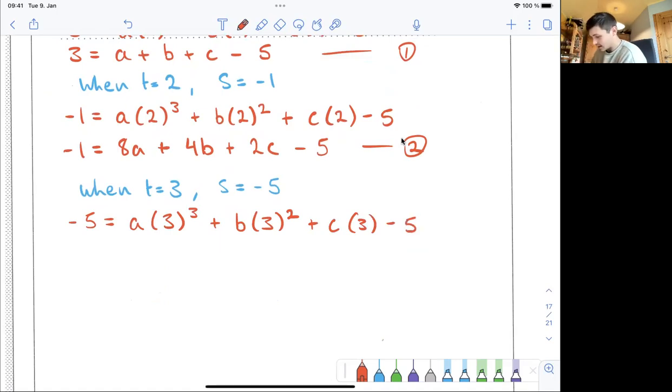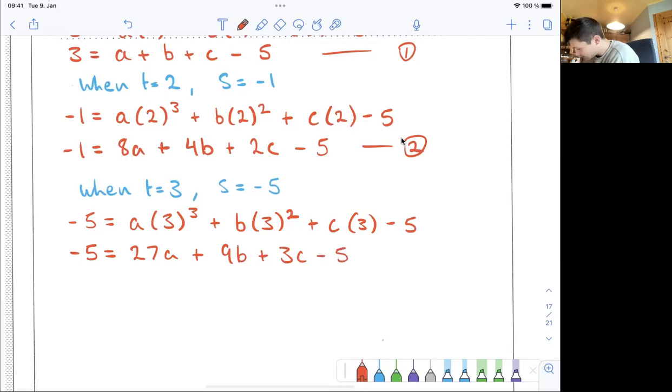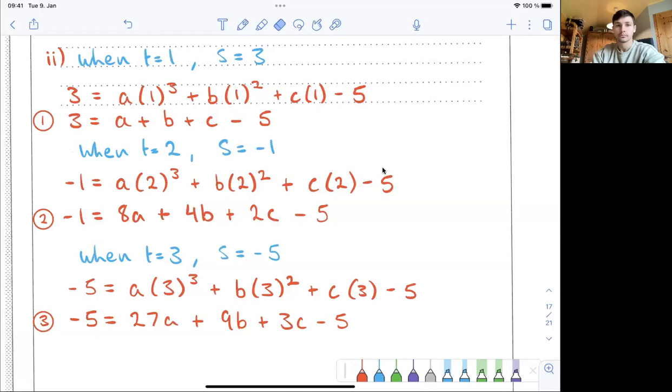And now if we clean this up, we're going to get 3 cubed is 27. So we'll get 27A. 3 squared is 9. So we're going to get 9B. Then plus 3C -5. And that is our third. Okay, so there is the answer to part B2.